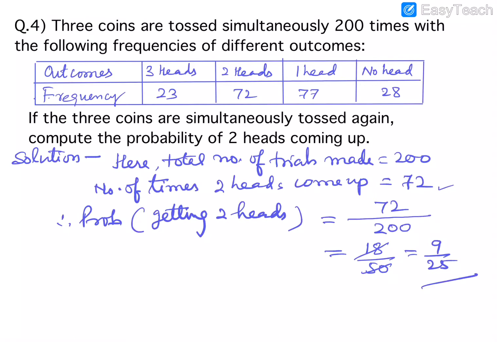If the 3 coins are simultaneously tossed again, compute the probability of 2 heads coming up. Here the total number of trials made is equal to 200, and out of these 200, 2 heads come up 72 times, and therefore the probability of getting 2 heads is equal to 72 upon 200, that is 9 by 25.